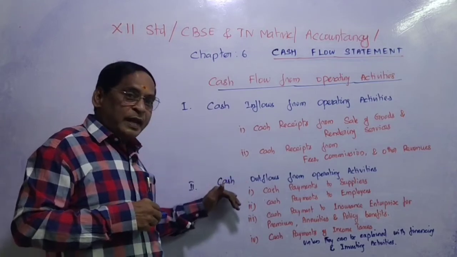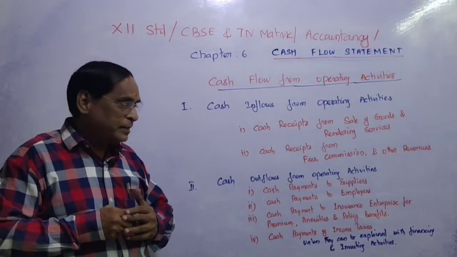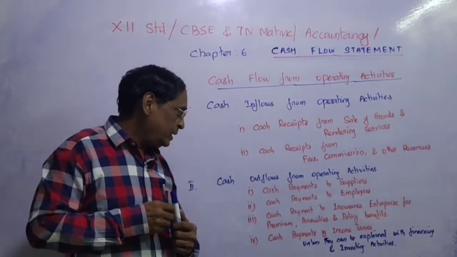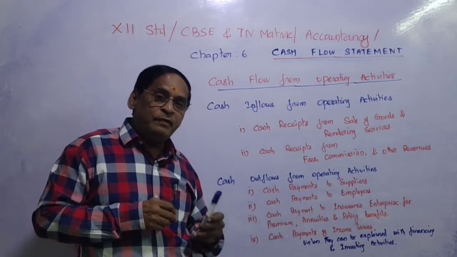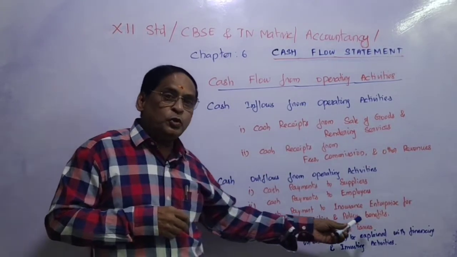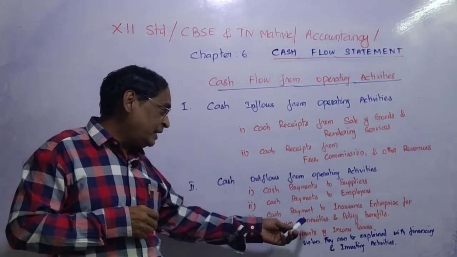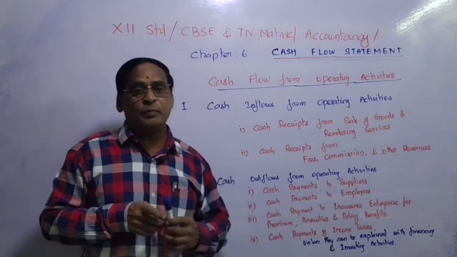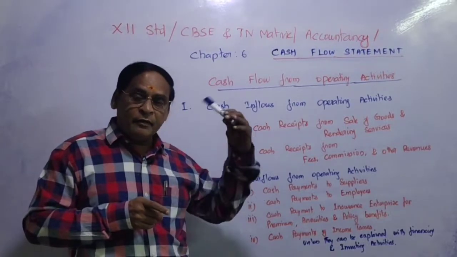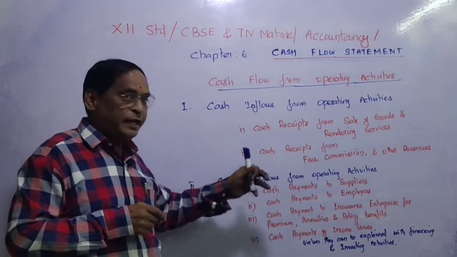Apart from that, there may be cash outflows. For example, if we make a purchase, we have to pay the supplier or creditors. So cash payments to suppliers, and then cash payments to employees, if we pay wages, salaries and bonus, etc. And then cash payments to insurance companies: if we take a policy, we have to pay a premium every year or every month, and if there is any annuity or benefits, we have to pay something. And then cash payments of income tax for the past year will be entered in the operating activities.